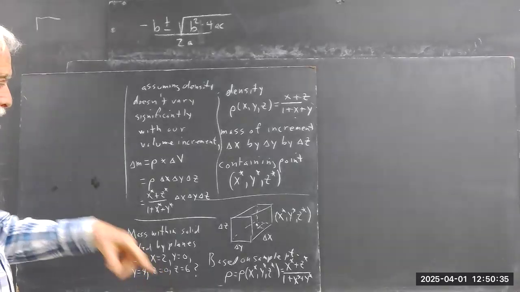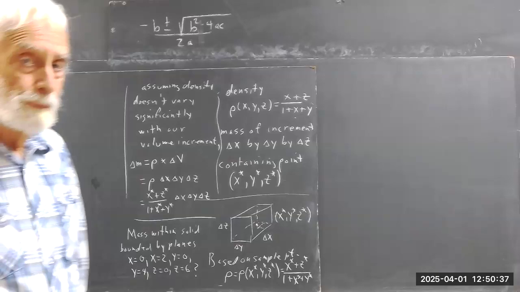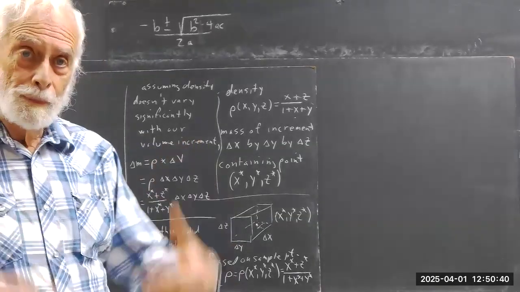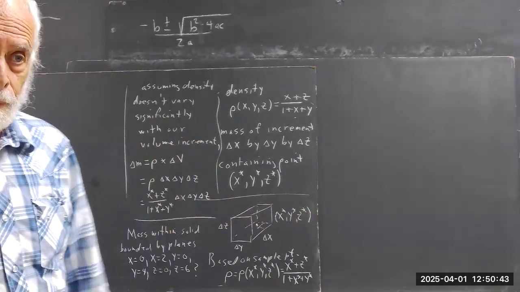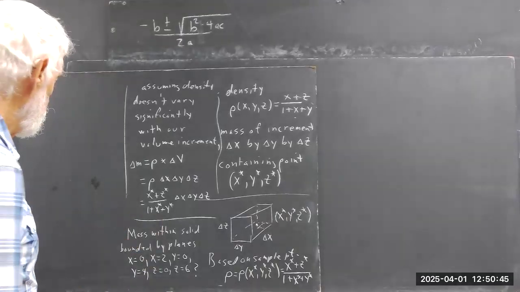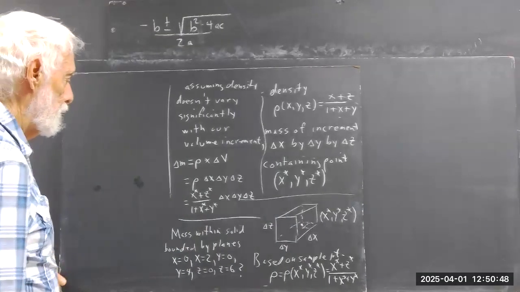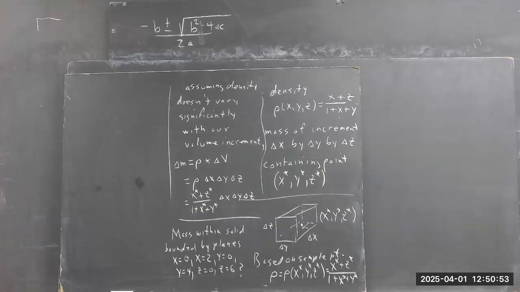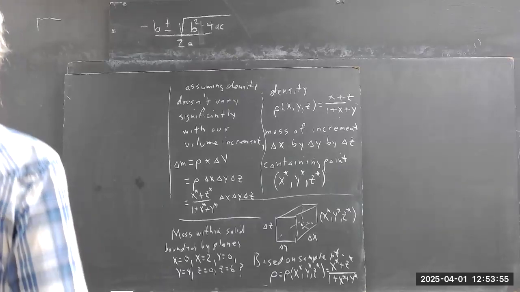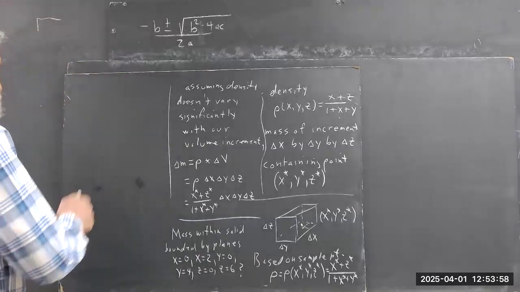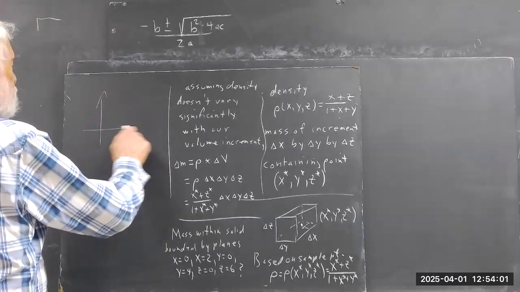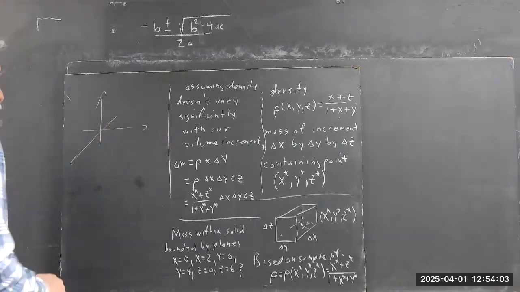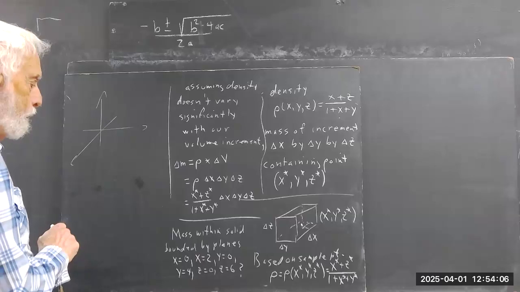The mass within the solid bounded by these 6 planes. It's going to be a rectangular region because it's bounded by planes parallel to the coordinate axes. Go ahead and see if you can do that. Okay, now this one's fairly straightforward. You can sketch the region, though it's not really helpful to do that. But it's just going to be a region.